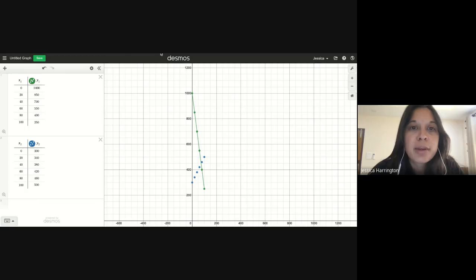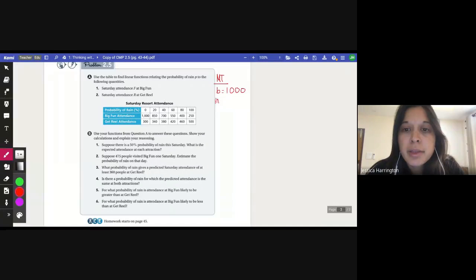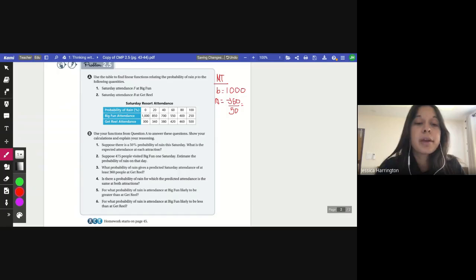So I'm going to come back and write that over here because it's hard for me to hold it in my brain. So my slope is minus 350 over 50. Okay. Well, that's going to work out nice and easy for me. 350 divided by 50. I'm going to put it in my calculator so I don't mess up. 350 divided by 50 is 7. So my slope here is negative 7.